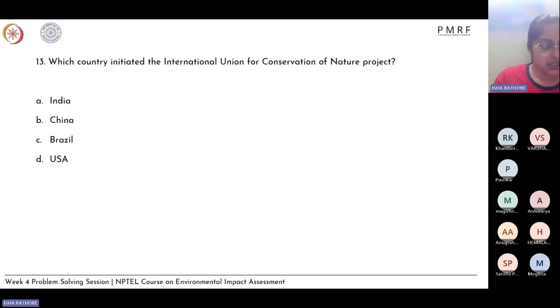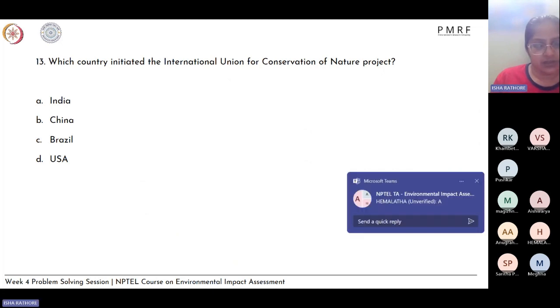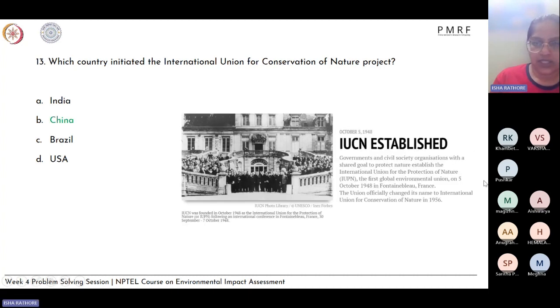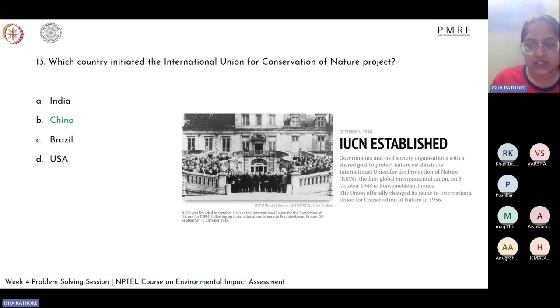So, which country started or initiated the IUCN project? Okay, we have another A. Okay, so the correct answer is B, China. The IUCN was founded in October of 1948 as the International Union for Protection of Nature, or IUPN.